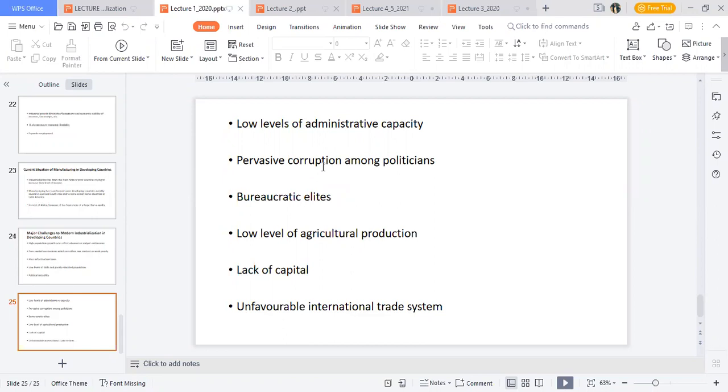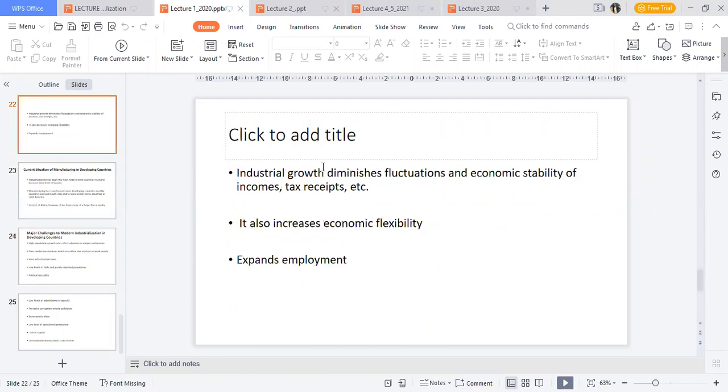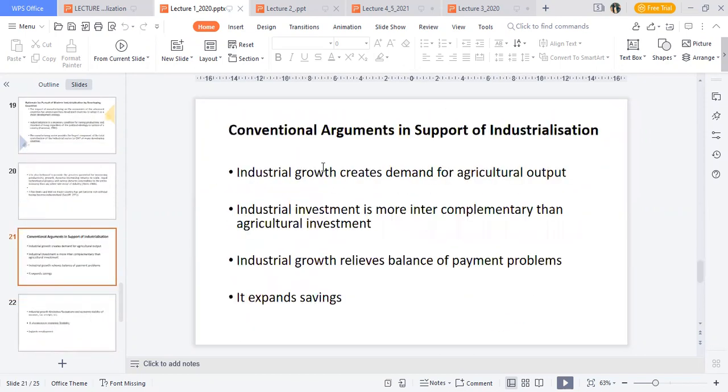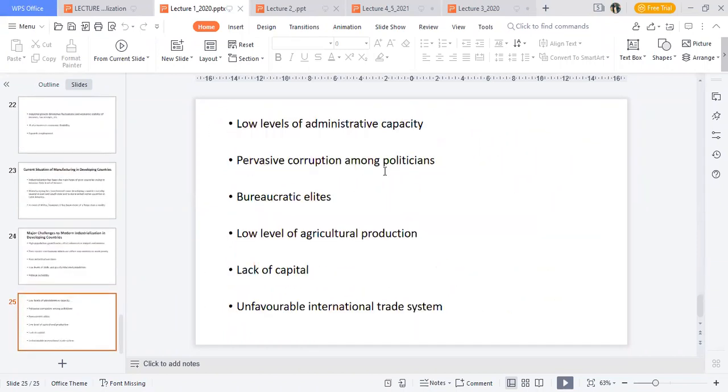We talk about the fact that it creates employment, it expands GNP, it adds up to savings, it expands savings. It creates demand for agricultural output, good. It grows industrial goods, improves the balance of payments and all that. So these are some of the advantages or reasons why, when Africa pursues industrialization, it is good for you. So that's all for lecture one.